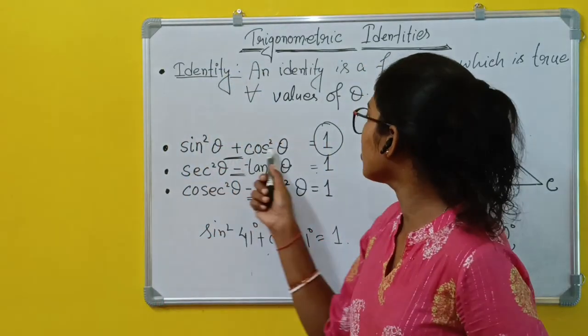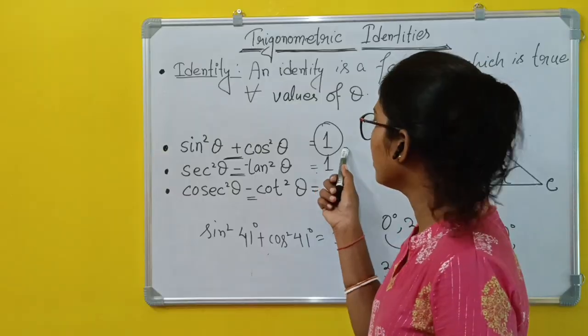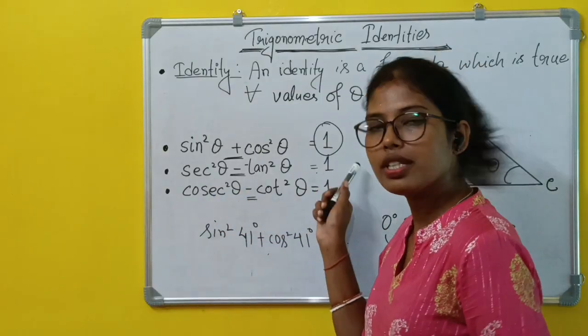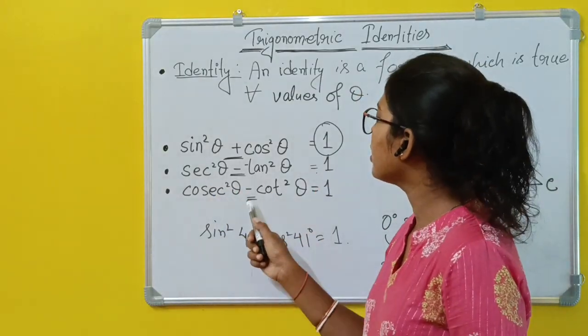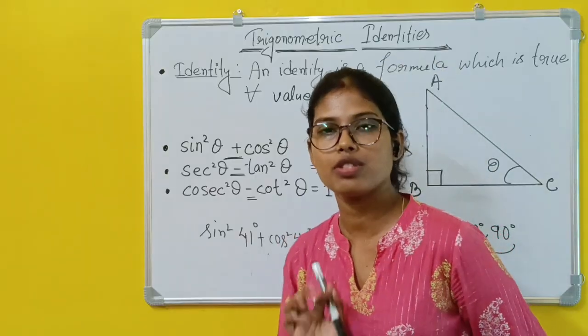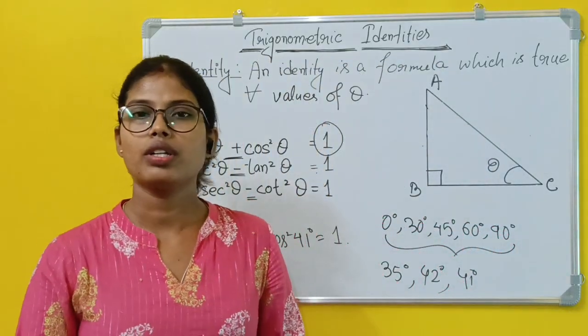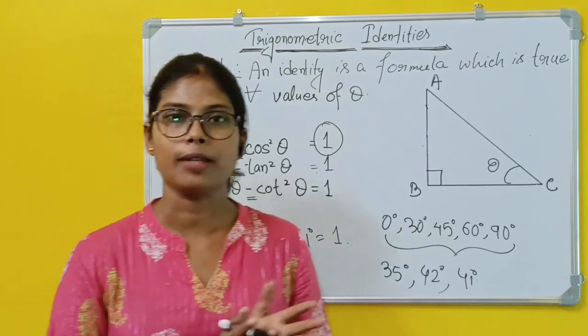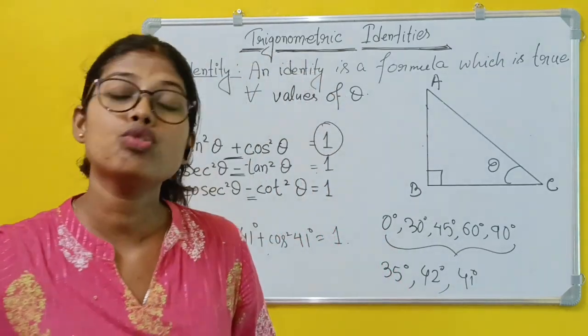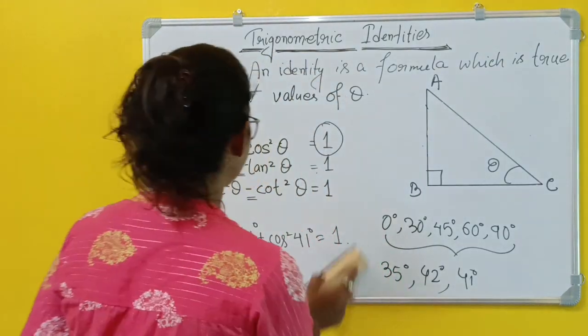Sine square plus cos square is 1. Again I am telling the 3. Sec square theta minus tan square theta is equal to 1. And cosec square theta minus cot square theta is equal to 1. So basically these 3 identities are very important for all the exercises of trigonometry. Okay. Now next I will show you how to prove these 3 identities.